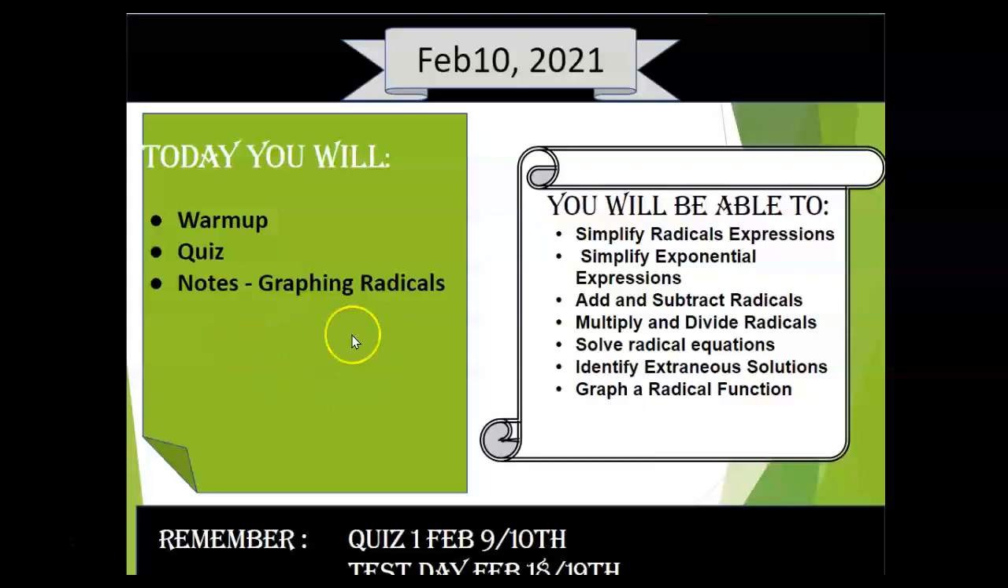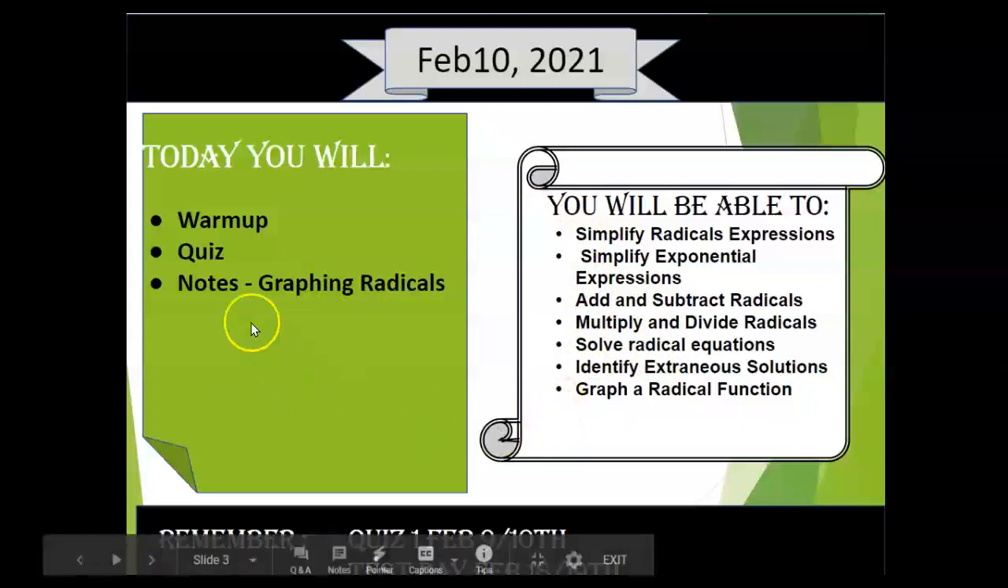Okay, so today, at the end of the day, you should be able to simplify radicals and exponential expressions, add and subtract the radicals, multiply and divide those radicals, solve those radical equations, identify extraneous solutions, and graph radicals. So everything on the quiz is up to solving. So you should be able to simplify, add, subtract, divide, multiply. All right, I don't have solving on this one.